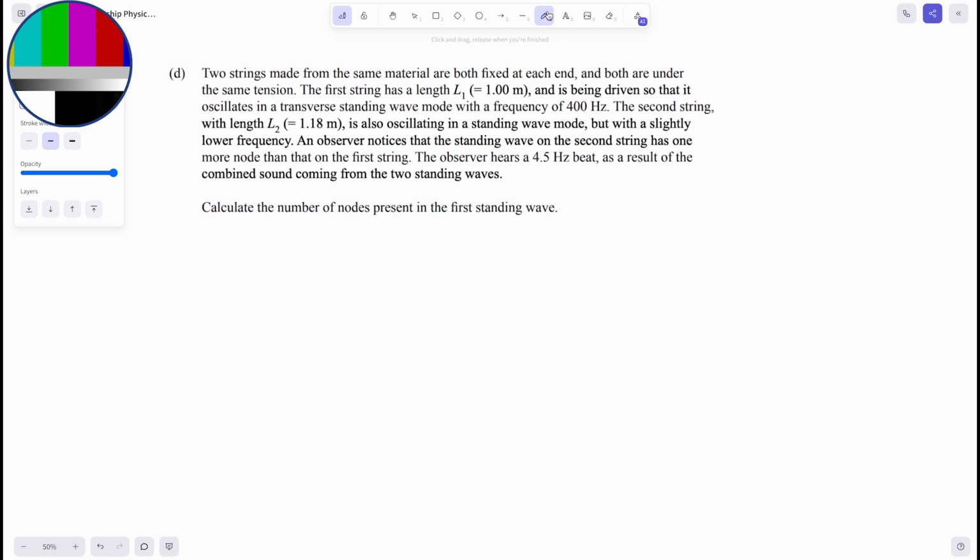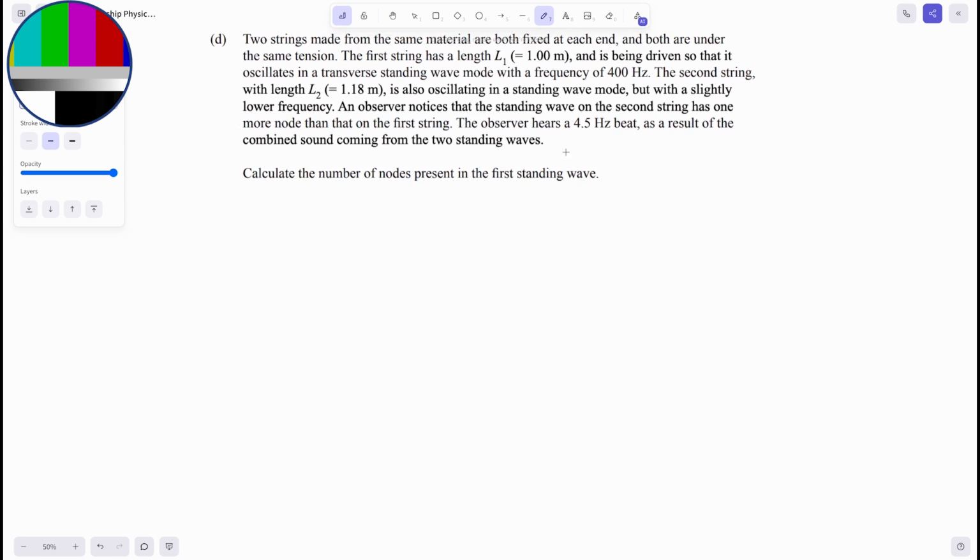Two strings made from the same material are fixed at each end, and both are under the same tension. The first string has a length L1, which is 1 meter, and is being driven so that it oscillates in a transverse standing wave mode with a frequency of 400 Hertz. The second string with length L2, which is 1.18 meters, is also oscillating in a standing wave mode, but with a slightly lower frequency. An observer notices that the standing wave on the second string has one more node than on the first string. The observer hears a 4.5 Hertz beat as a result of the combined sound coming from the two standing waves. Calculate the number of nodes present in the first standing wave.